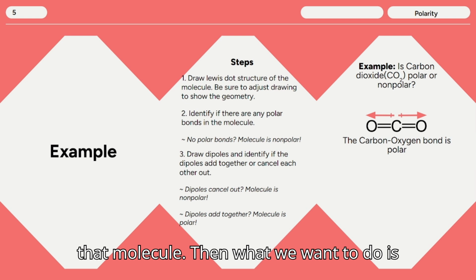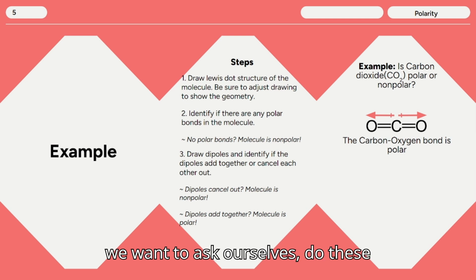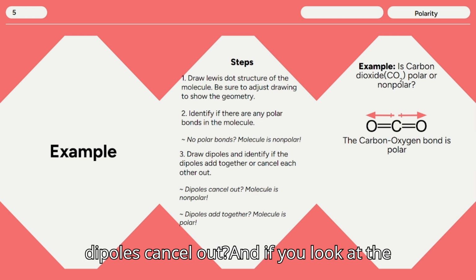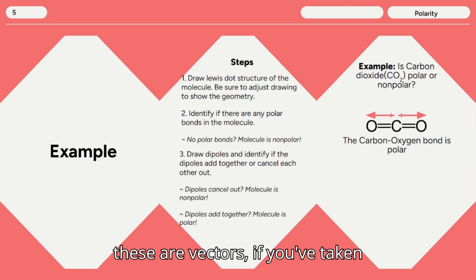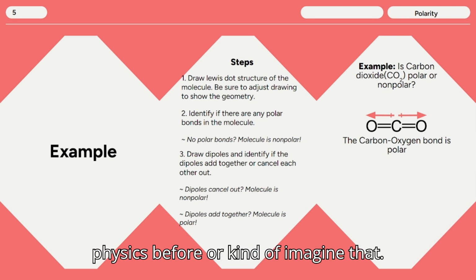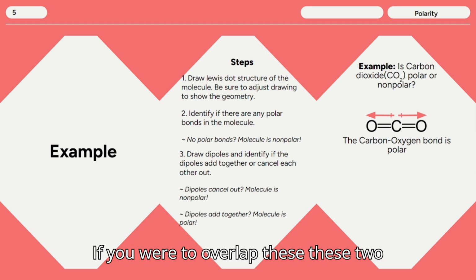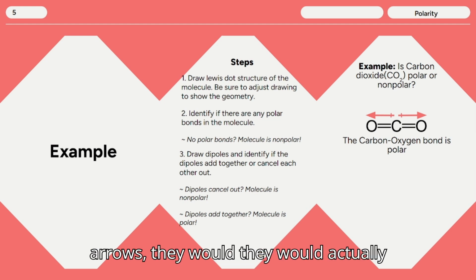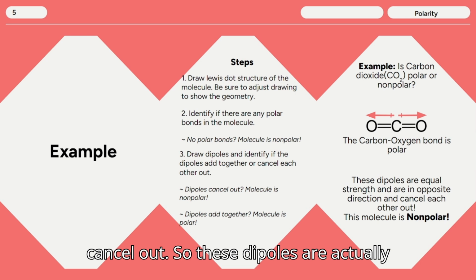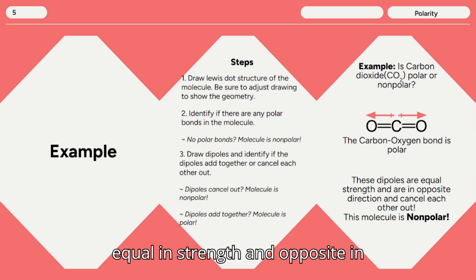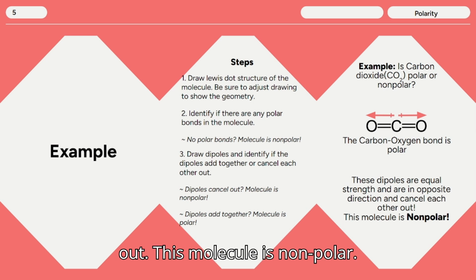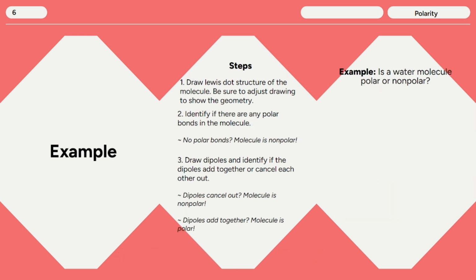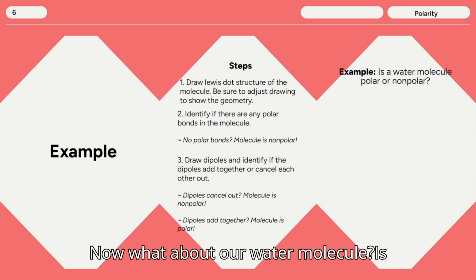Then we want to ask ourselves, do these dipoles cancel out? If you look at the geometry and imagine that these are vectors, if you've taken physics before, or imagine that if you were to overlap these two arrows, they would actually cancel out. So these dipoles are equal in strength and opposite in direction, and they cancel each other out. This molecule is nonpolar.